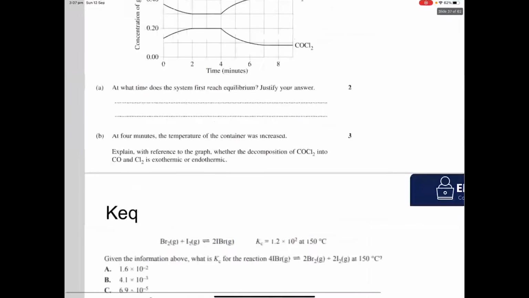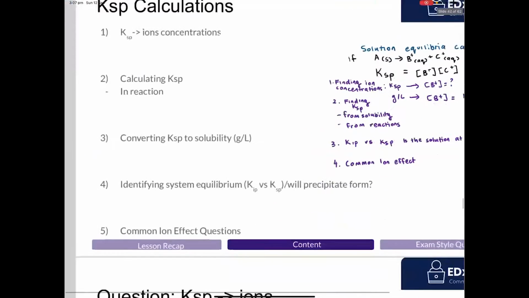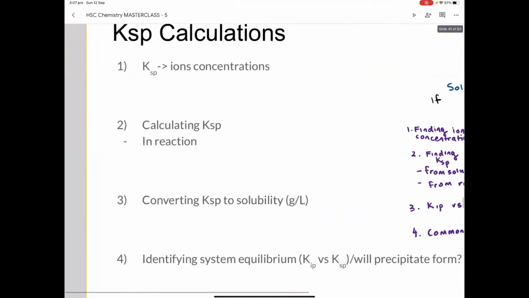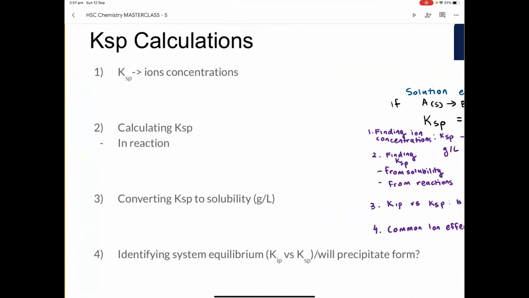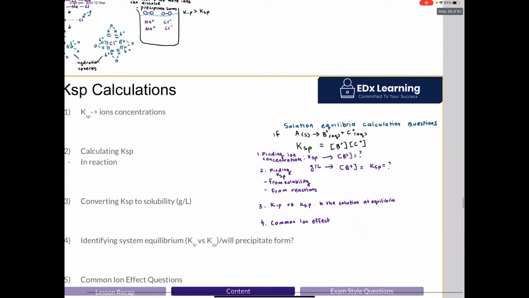We're going to go straight to some KSP questions. Before I jump you into KSP questions, these are the main types of KSP calculation questions you will get, which is question 1, going from KSP to your ion concentrations. You all know that's quite easy because when you have KSP, you have the formula for the product of the molar concentrations, right? Looking here, you have KSP, you can always find B and C's concentration.